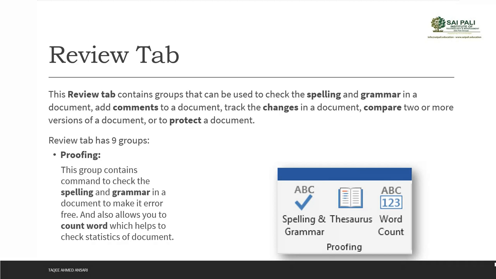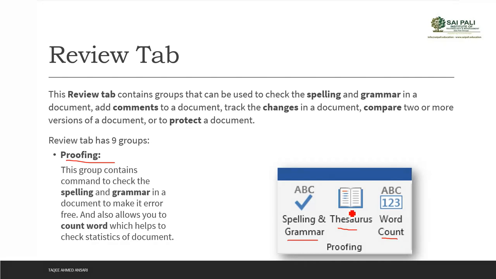Then even in this tab we can do track changes and add some comments. We can compare documents, and also it helps us to protect the document. Now in this tab we have 9 groups, and the first of those 9 groups is Proofing. In this Proofing group we have commands to do spelling and grammar check. Then we have the option to use the thesaurus. We can use word count to get an idea of the status of our document.